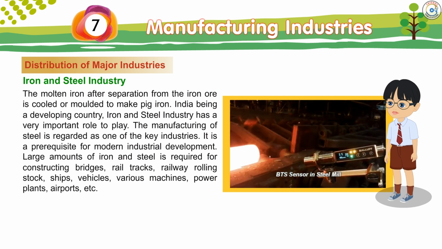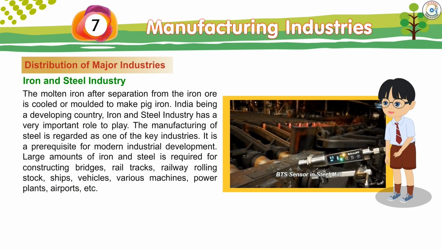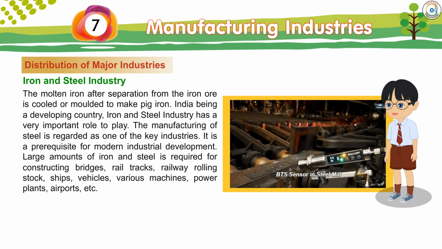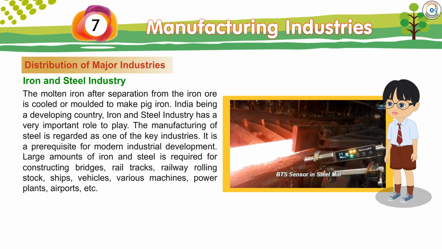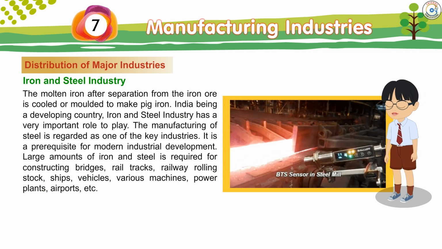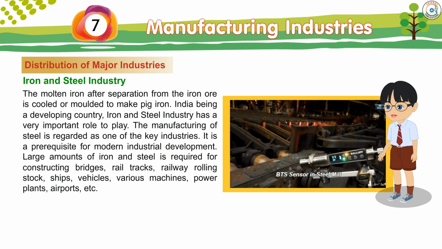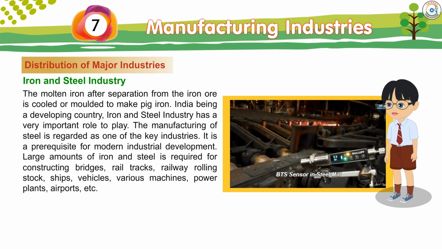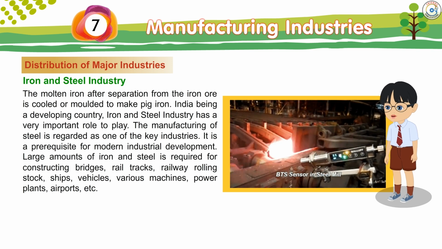The molten iron after separation from the iron ore is cooled or molded to make pig iron. India being a developing country, iron and steel industry has a very important role to play. The manufacturing of steel is regarded as one of the key industries. It is a prerequisite for modern industrial development.